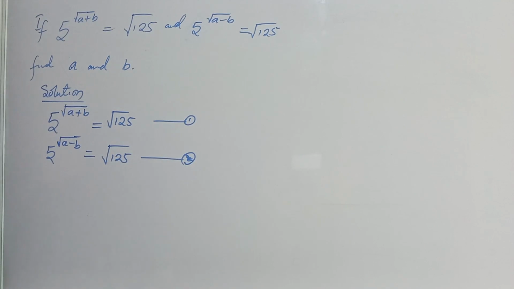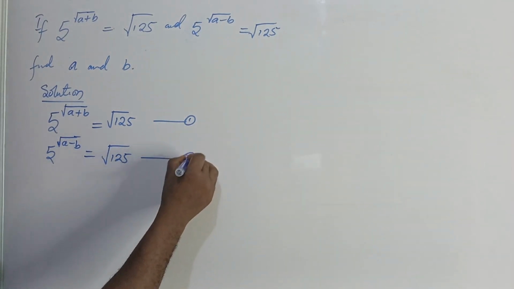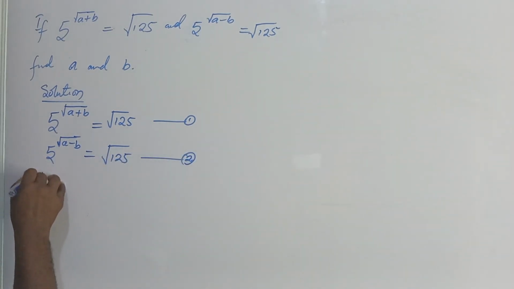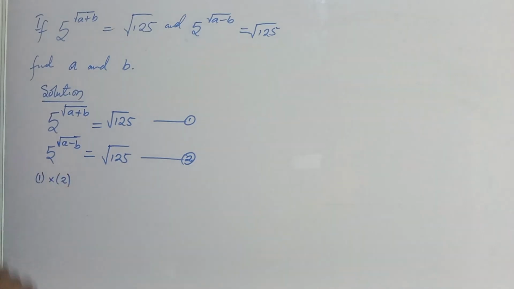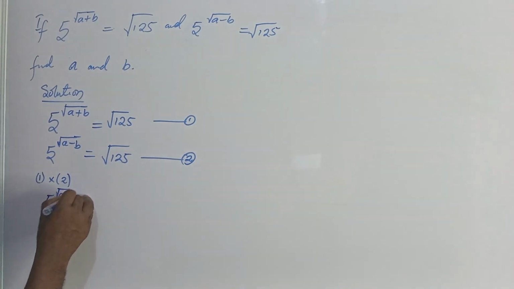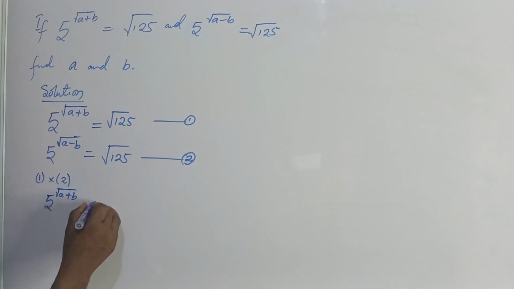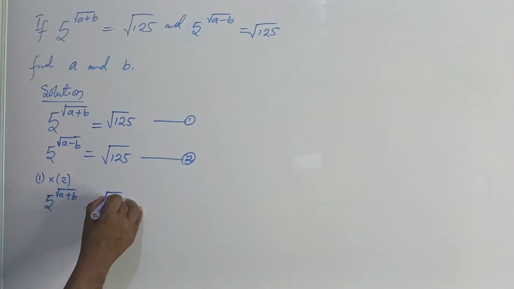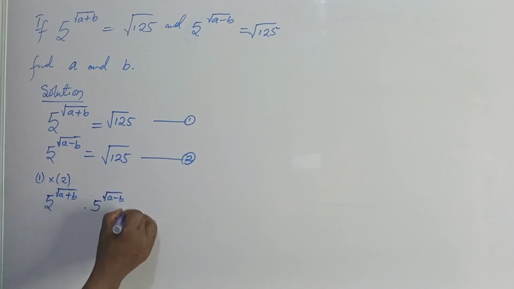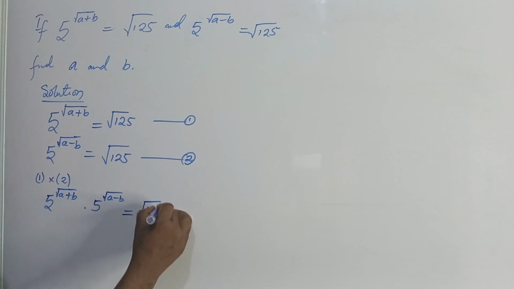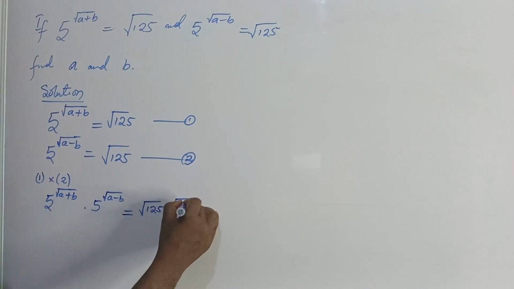So what we need to do is multiply equation 1 by equation 2. We multiply equation 1 by equation 2, and so we have 5 to the power of square root of a plus b, multiplied by 5 to the power of square root of a minus b. That's on the left hand side. We do the same thing on the right, multiply 1 by 2. So we have square root of 125 multiplied by square root of 125.